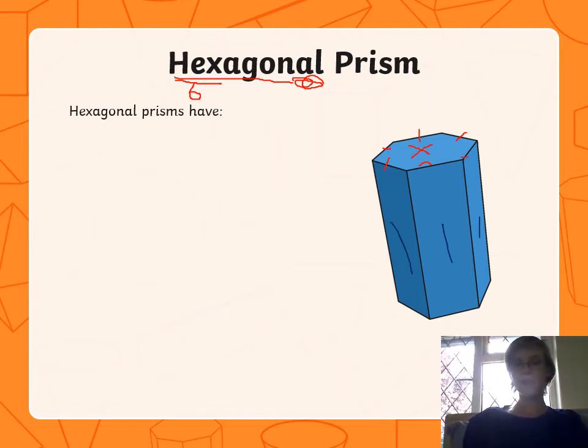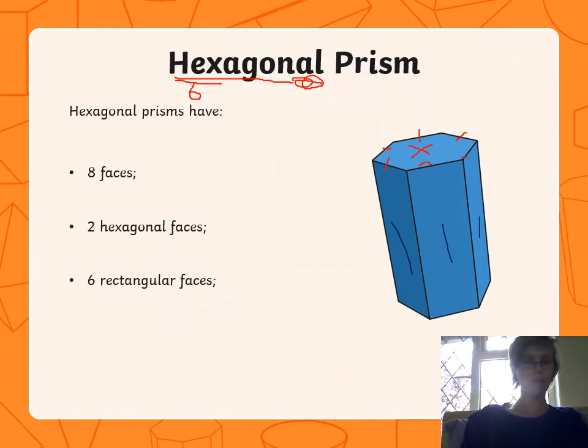Hexagonal prisms have, let's have a look. I bet you can make some guesses about this one. They have 8 faces. That is because they have 6 around the outside, because it's a 6-sided shape. And then they have the 2 at either end. So it's got 8 faces. 2 hexagonal faces, yep, just like we just said, and 6 rectangular faces around the outside.